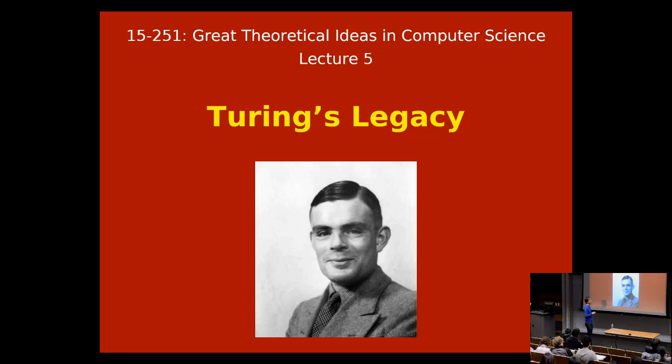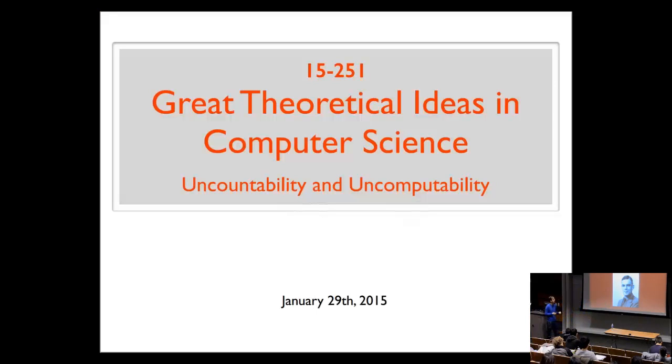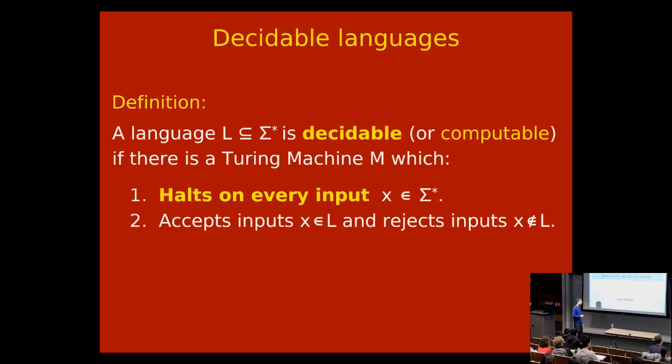In lecture 5, we talked about Turing and the definition of computability and decidability and Turing machines. And then in lecture 6, we talked about computability and uncomputability and the halting problem. So let me remind you about those things. So we invented the notion of a Turing machine, which I guess you remember. And we had this definition of a decidable language.